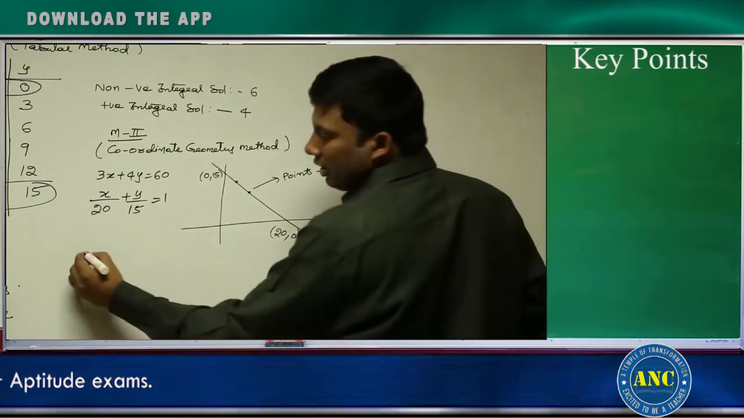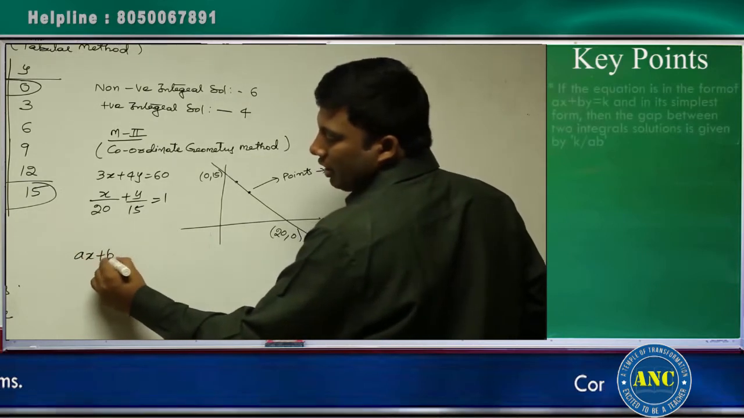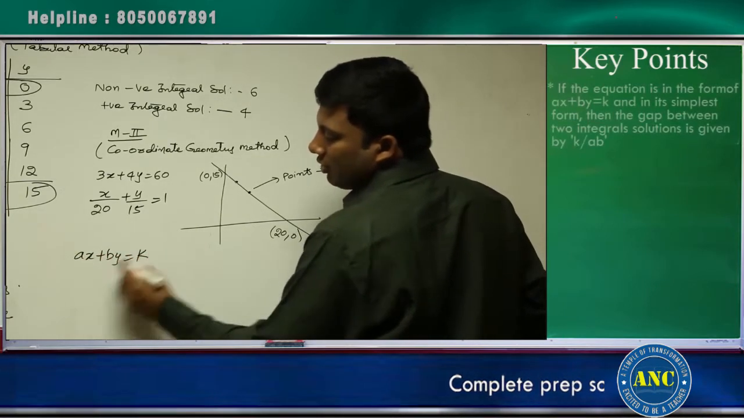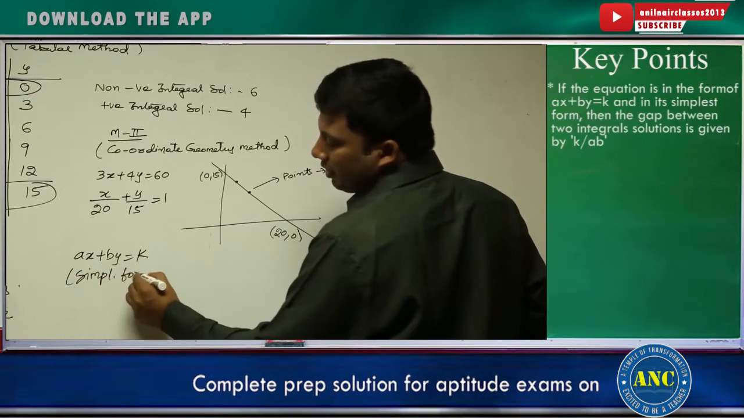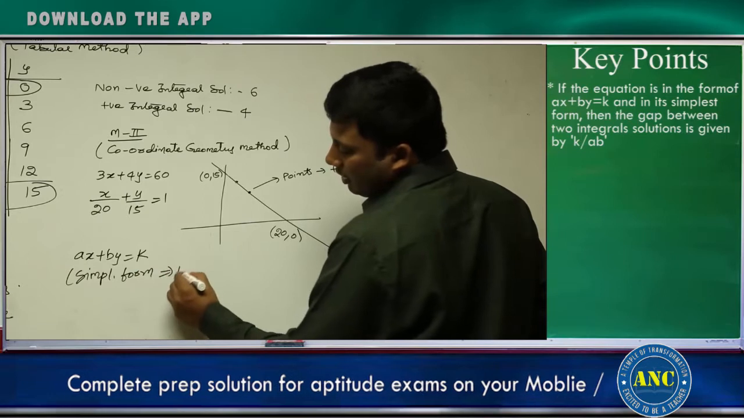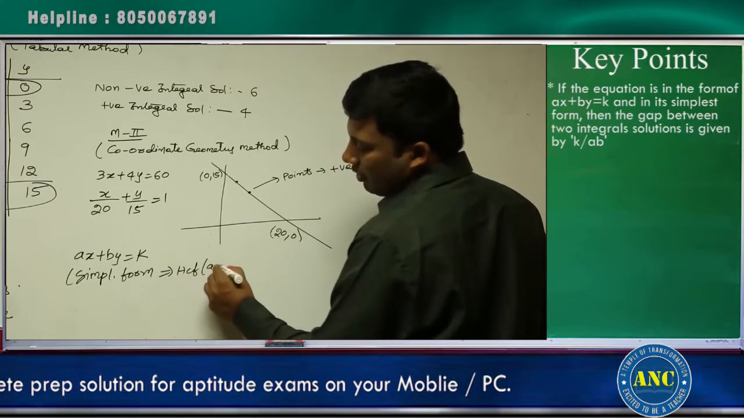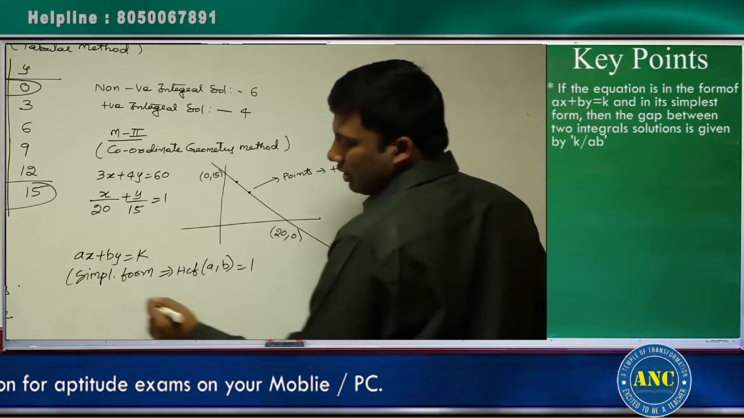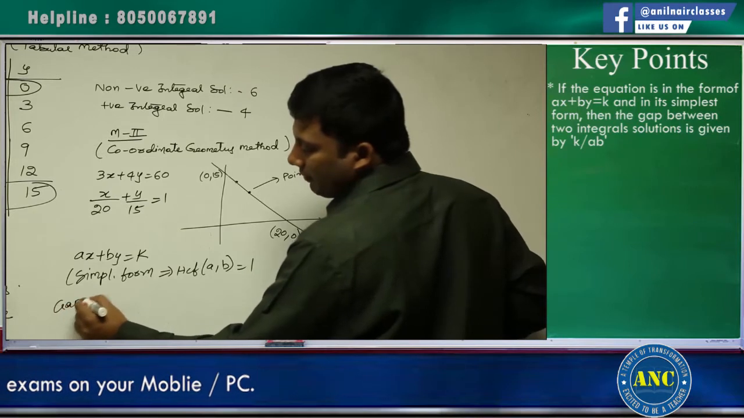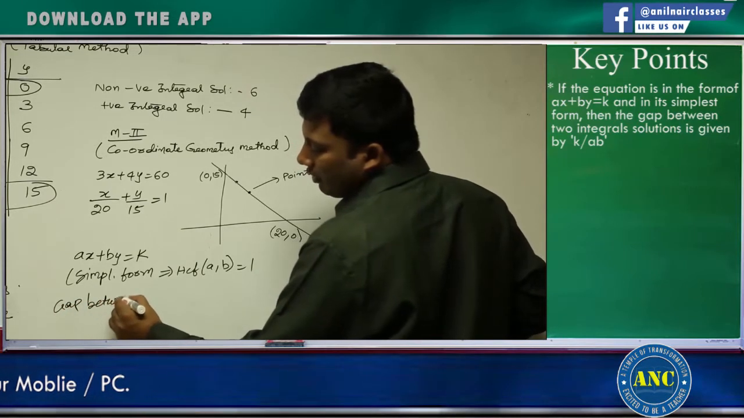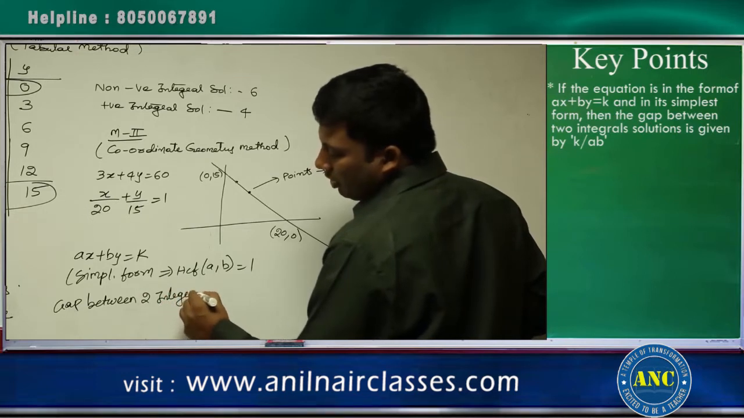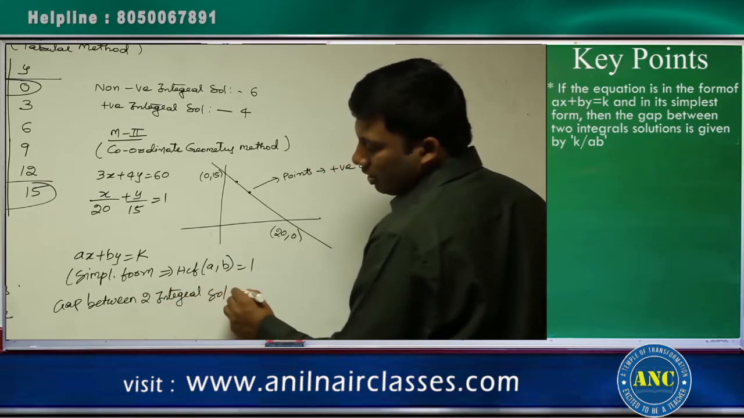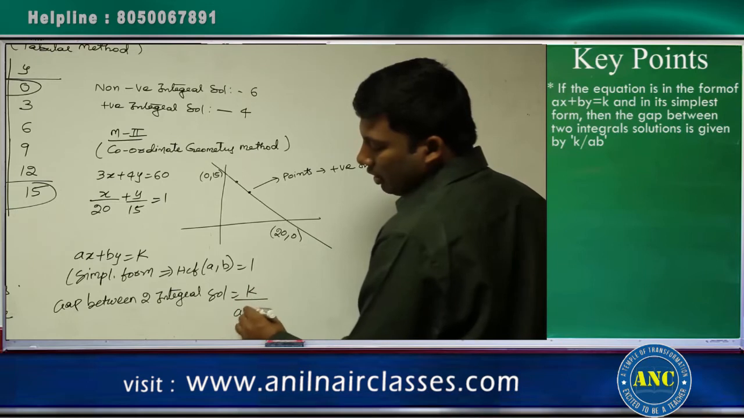Now, if the equation is of the form ax plus by equivalent to k, and if the equation is in its simplest form, when I say simplest form, HCF of a comma b equivalent to 1, in such a case, the gap between two integral solutions is given by k by a into b.